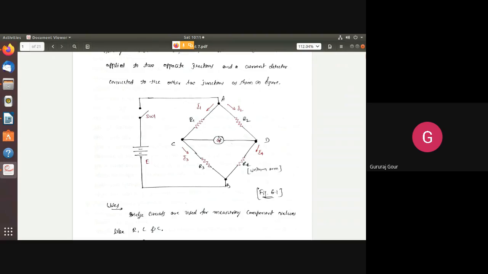Then the galvanometer pointer will be exactly at the middle. That is known as a balanced condition. Means the balanced condition is indicated by the pointer in the middle. Otherwise, the pointer will be either on the left or right side of the middle of the galvanometer. That is indicating the unbalanced condition of the bridge.